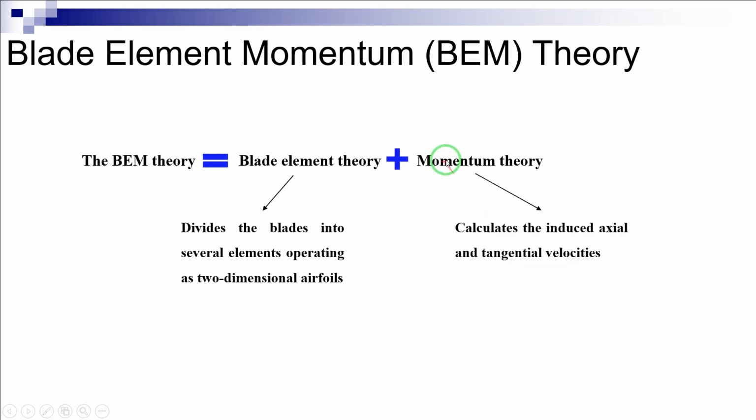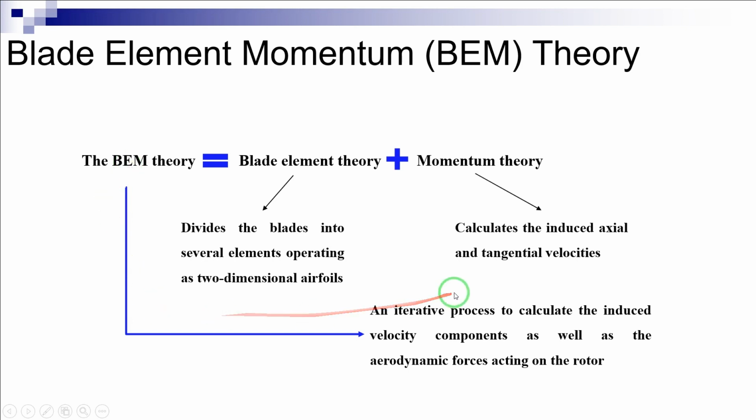Additionally, the momentum theory is used to calculate the induced axial and tangential velocities which affect the fluid flow characteristics in the rotor plane and as a result affect the forces and moments acting on the blade elements. Thus, the combination of these two theories results in the blade element momentum theory, which is an iterative process to calculate the induced velocity components as well as the aerodynamic forces acting on the rotor.